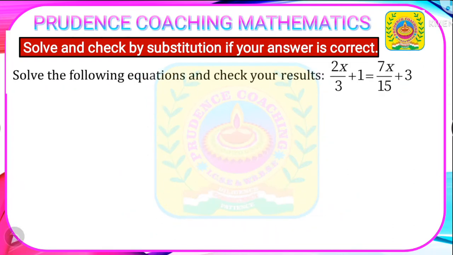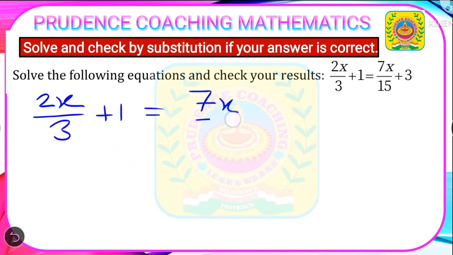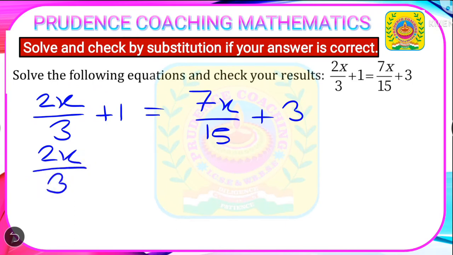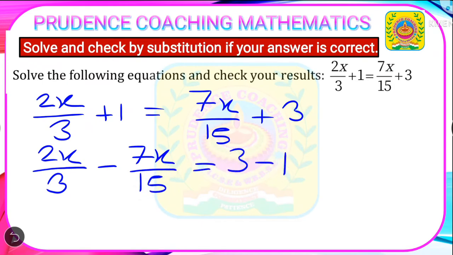Next one, as you can see, we have 2x by 3 plus 1 equals 7x by 15 plus 3. As we don't have any bracket, we will take the variable terms on the left hand side and the constant term on the right hand side. So we are getting 2x by 3 minus 7x by 15. On the right hand side we are left with 3, and this plus 1 will go on the right hand side and become minus 1.